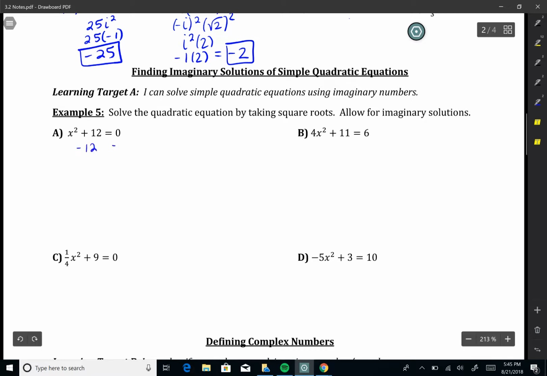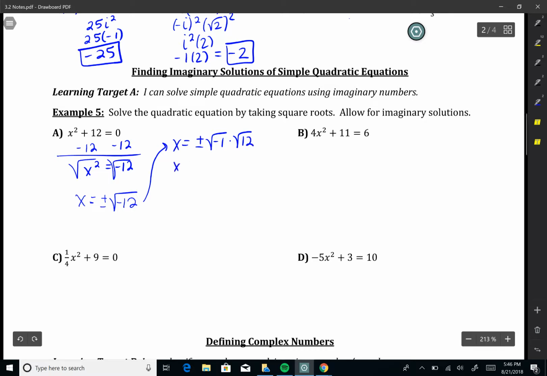So letter A, I have x squared plus 12 equals 0. I'm going to subtract 12. So now I have x squared equals -12. I'm to the point where I'm going to take the square root of both sides. Now remember, when we apply the radical, we always have to account for the positive and negative square root. Well, I'm asking for the positive and negative square root of -12. So using our product property of square roots, I could write this as plus or minus the square root of -1 times the square root of positive 12.